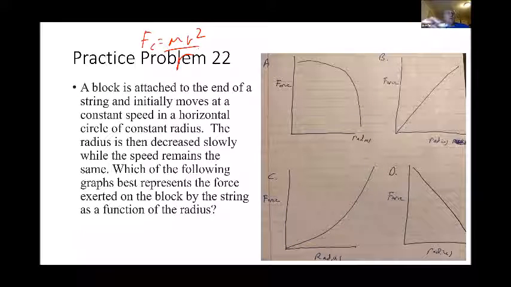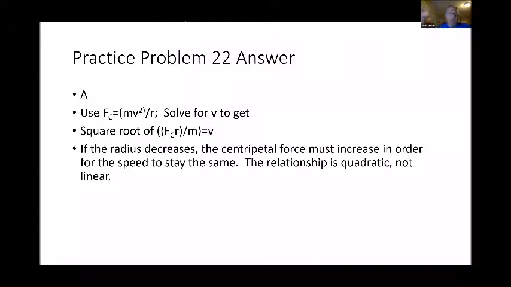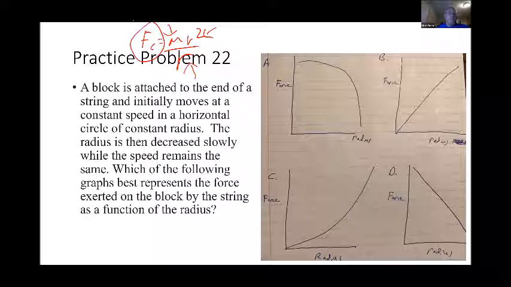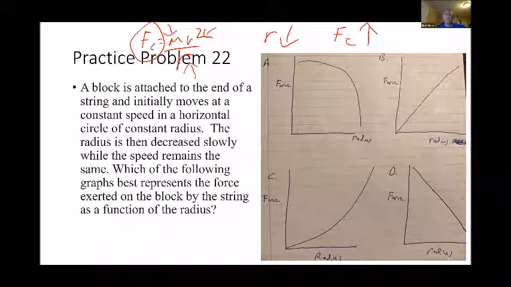Here's what we know. The mass of the object is going to be the same, not changing in this problem. We're holding the speed constant. But what we're doing here is decreasing the radius. And since that r is on the bottom of the fraction, as r goes down, the centripetal force, the force in the string in this case, has to go up. So as r goes down, FC goes up.